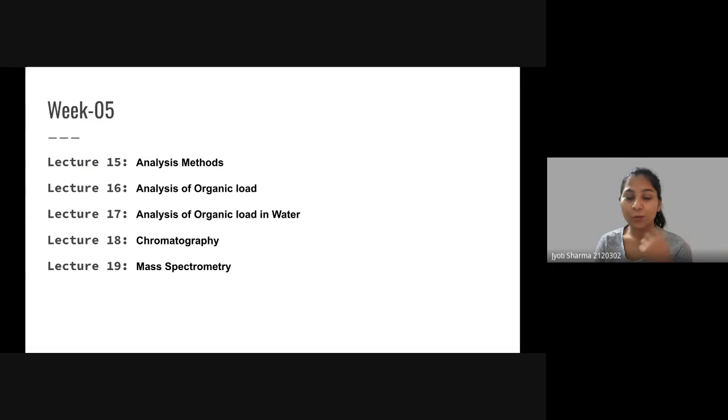Then last week was our week 5. We started with some analysis methods. Then we talked about how, if we have a solvent, we need to concentrate it. For example, if we have some contaminant A, and we have stored that contaminant A in some liquid, but we need to concentrate it, how will we concentrate? We tried to explore some of the methods to concentrate and extract it. So we learned it in week 5.